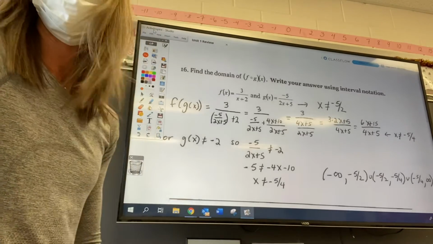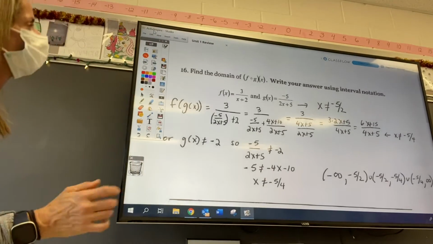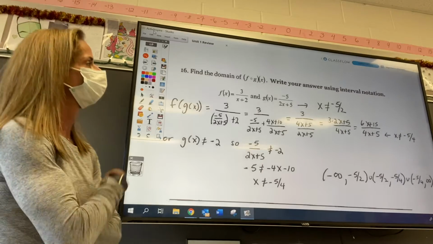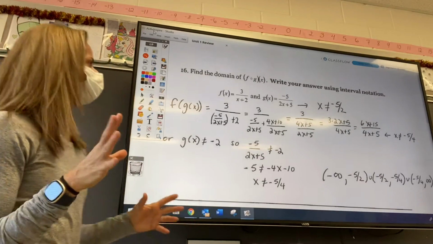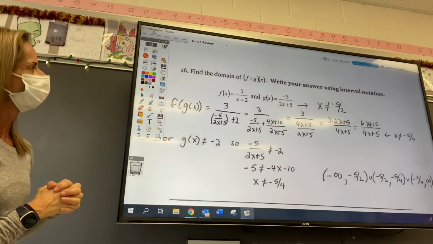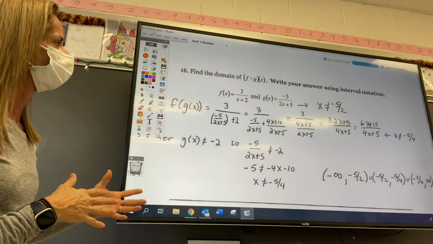All right, so we're gonna talk about 16. Okay, so everyone has issues with these types of problems. So we're asked to find the domain of f of g of x.